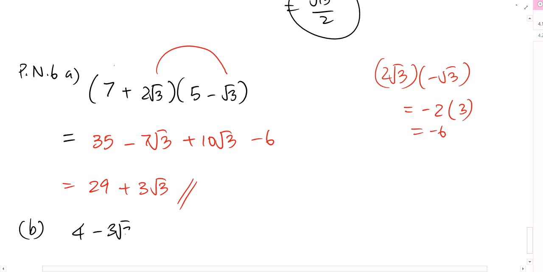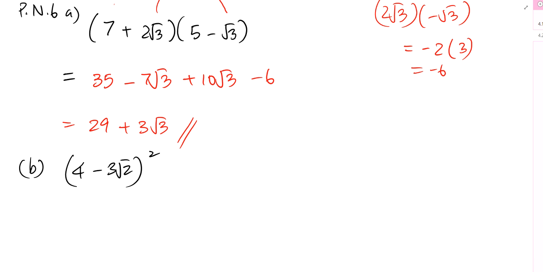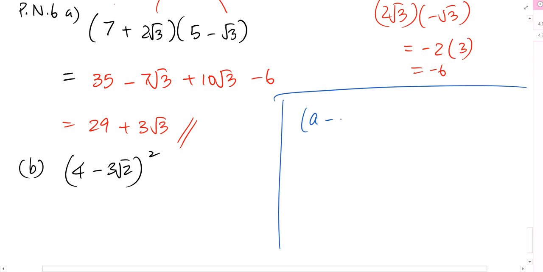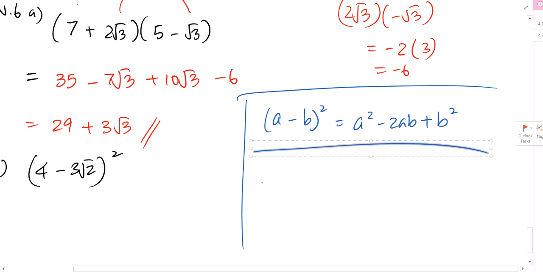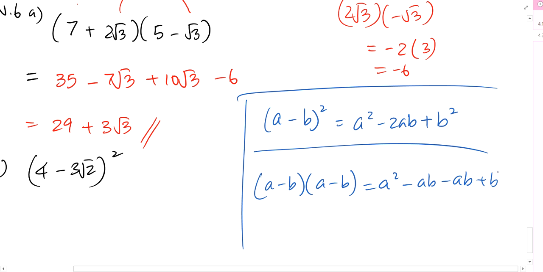4 minus 3 root 2, squared. At this point, I want to know, have you memorized this? A minus B power 2. Who has memorized and is using this? Raise your hand, I want to see. How many of you are using this? A minus B squared is A square minus AB minus AB plus B square, A square minus 2AB plus B square. How many are using this method?